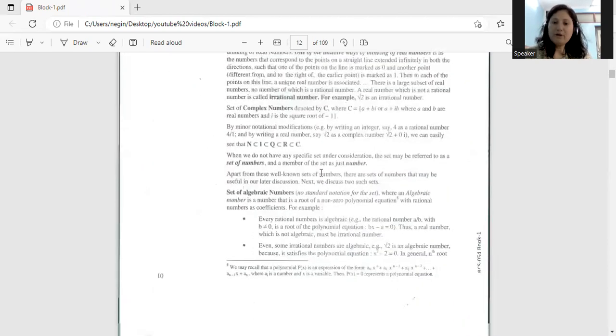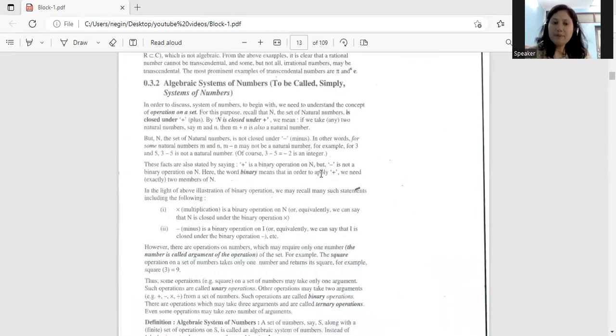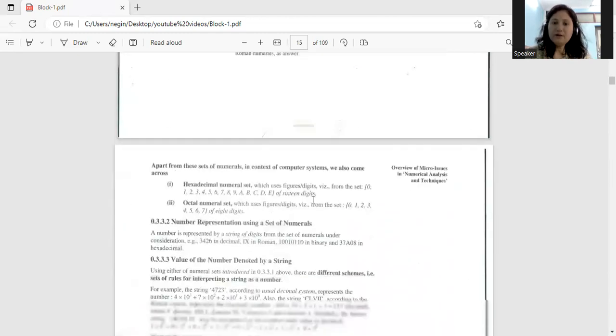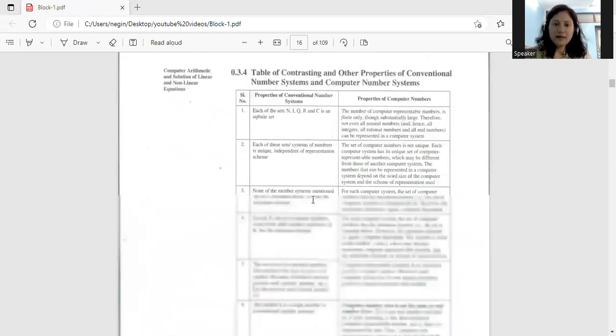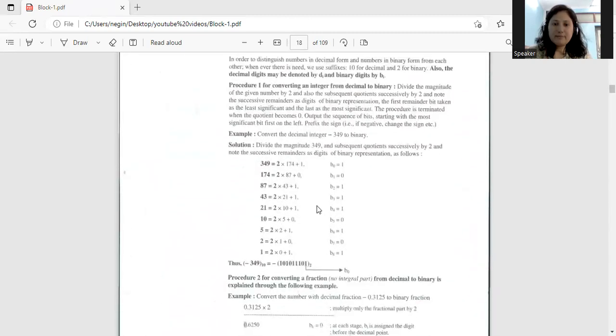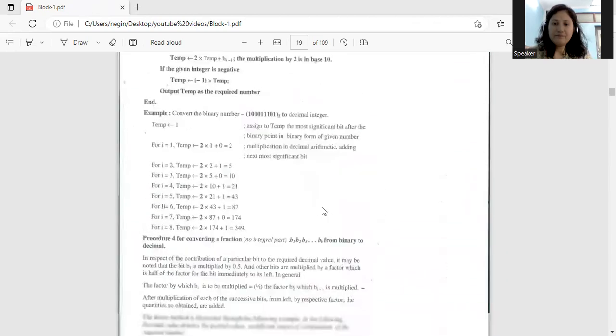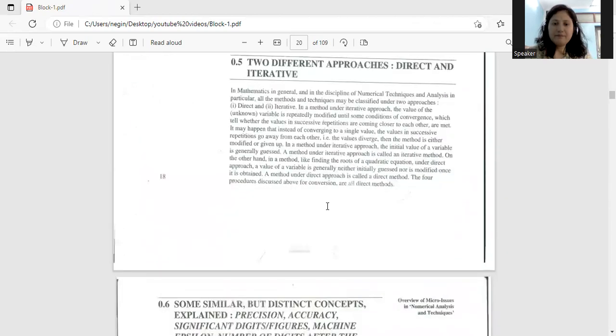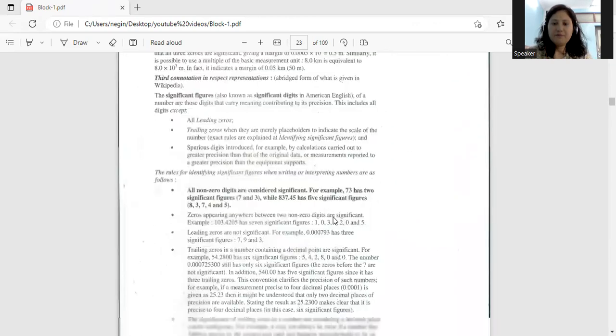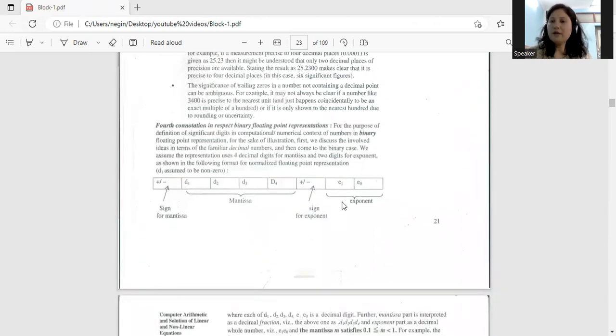Now you are given one question, and you have to represent that question in the form of one figure. Now I'm going to show you that figure. This is it. Now when the question is given to you, you have to show the sign for the Mantissa, the sign for the exponent, and what the exponent of that question is.